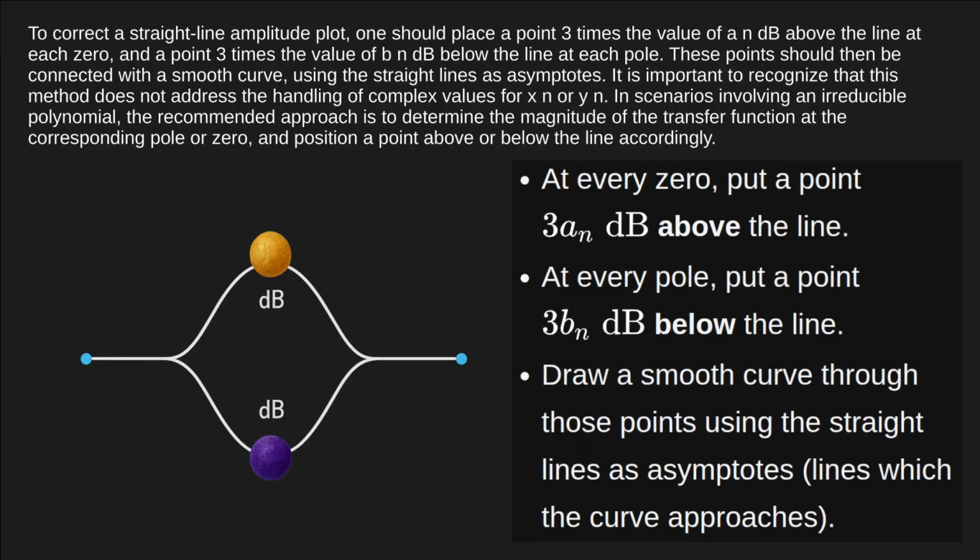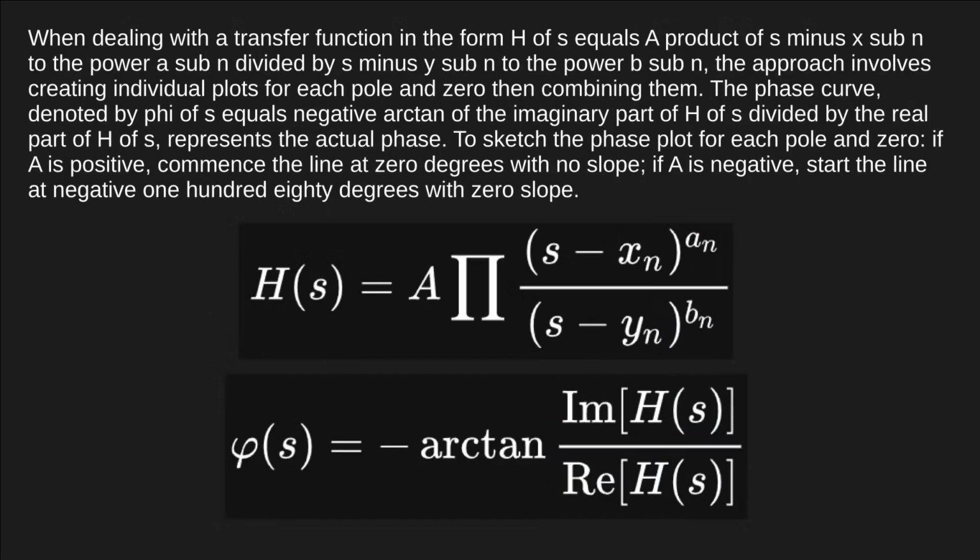It is important to recognize that this method does not address the handling of complex values for x sub n or y sub n. In scenarios involving an irreducible polynomial, the recommended approach is to determine the magnitude of the transfer function at the corresponding pole or 0, and position a point above or below the line accordingly. When dealing with a transfer function in the form h of s equals a product of s minus x sub n to the power a sub n divided by s minus y sub n to the power b sub n, the approach involves creating individual plots for each pole and 0, then combining them.